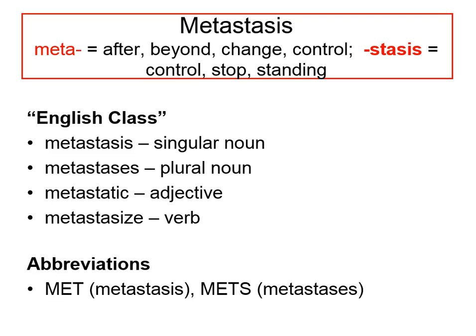All right. Here's a little breakdown of how we use that word. Metastasis is singular. Metastases is plural. If you say it's metastatic cancer, then that's the adjective version, and metastasize is the verb. Pretty crazy, but we can take any term and turn it into multiple forms of speech.